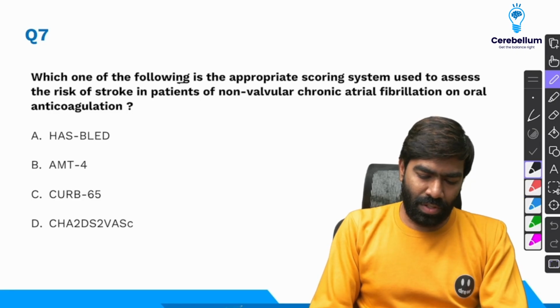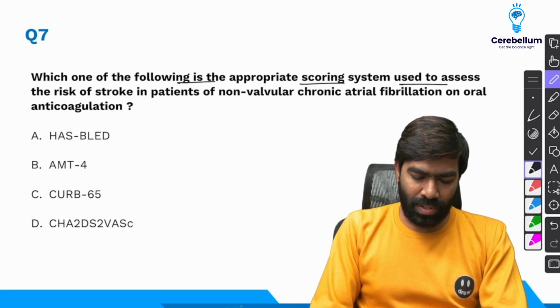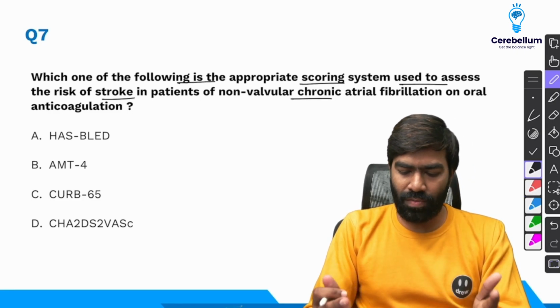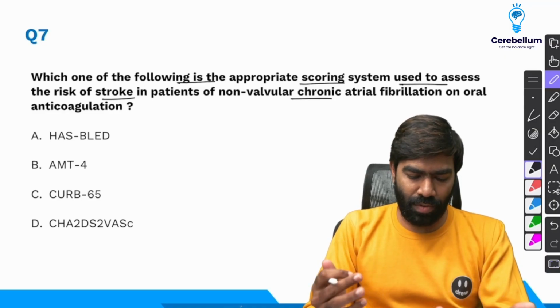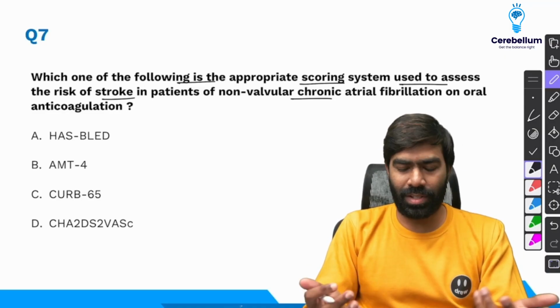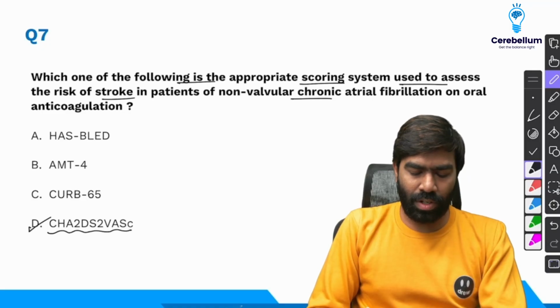Coming to question 7, which of the following is the appropriate scoring system used to assess the risk of stroke in patients with non-valvular chronic atrial fibrillation on oral anticoagulation? We have discussed that thousands of times. Answer is going to be CHA2DS2 score.